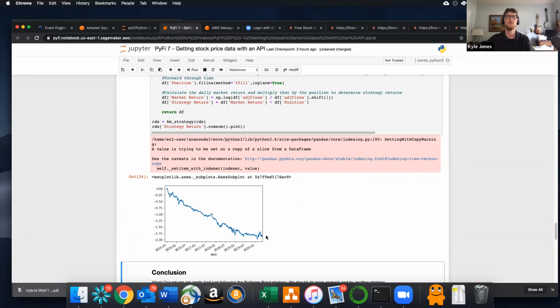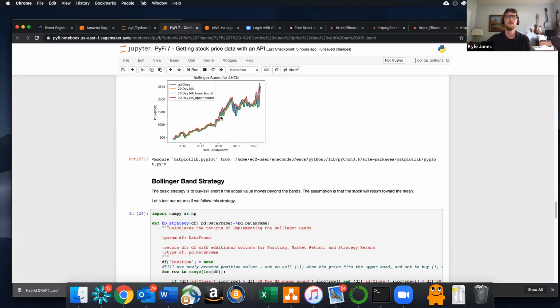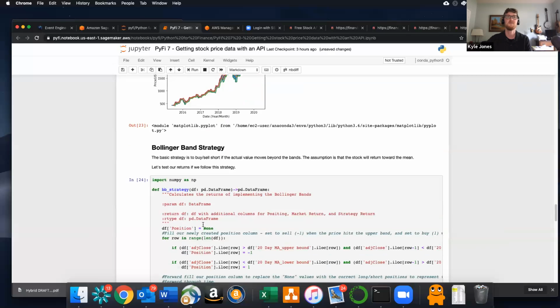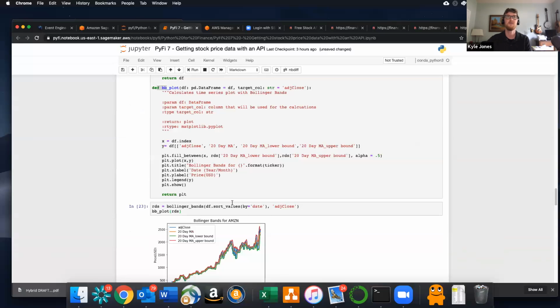And again, our Bollinger Band strategy, not very strong here. It said this is not an investment class, so take it for what it's worth. That's the basis of a Bollinger Band strategy.